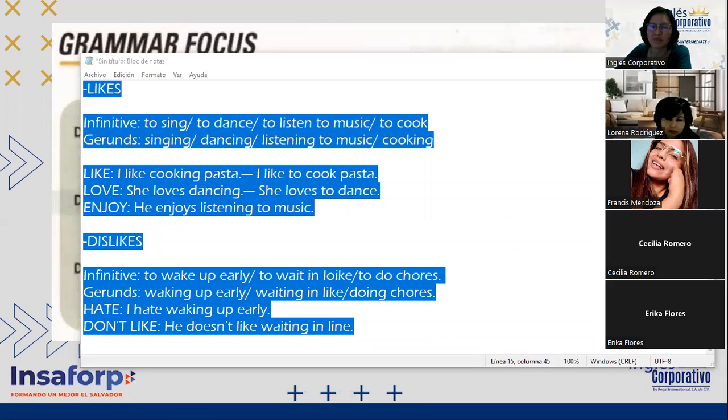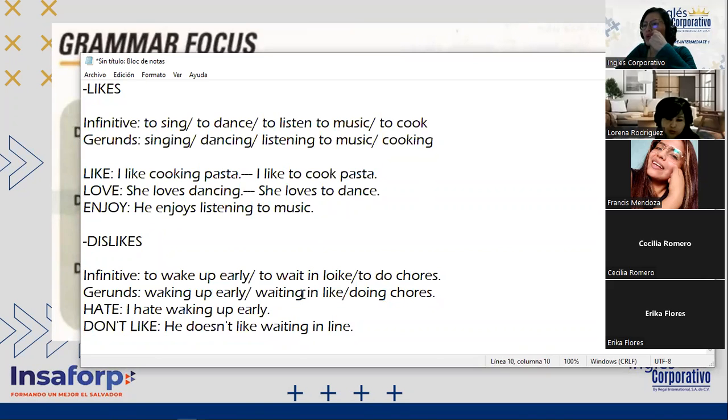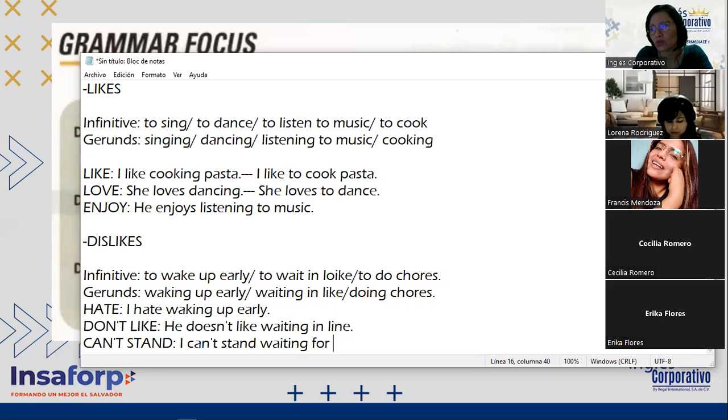Okay, para ambos, para likes and dislikes. También hay otras expresiones, por ejemplo, cuando a mí algo no me gusta, ¿verdad? Y nosotros decimos en español es que yo detesto, ¿verdad? Yo detesto esperar mucho tiempo. Tenemos la expresión can't stand, right? I can't stand. Okay, y también usamos solo gerundios, ¿verdad? Por ejemplo, I can't stand waiting for too long. No me gusta esperar por mucho tiempo. Lo detesto, ¿verdad? I can't stand waiting for too long, right? You can use that one, right? If you want to add a variety, you know, of words about likes and dislikes, okay?